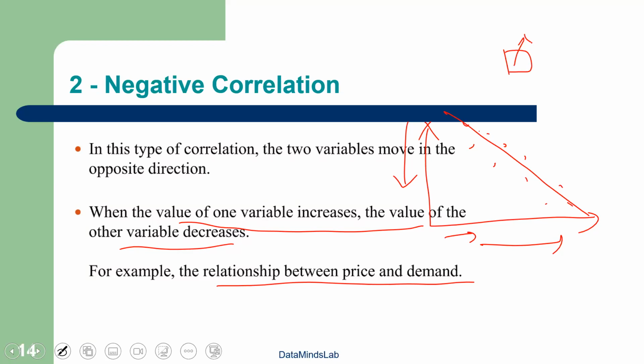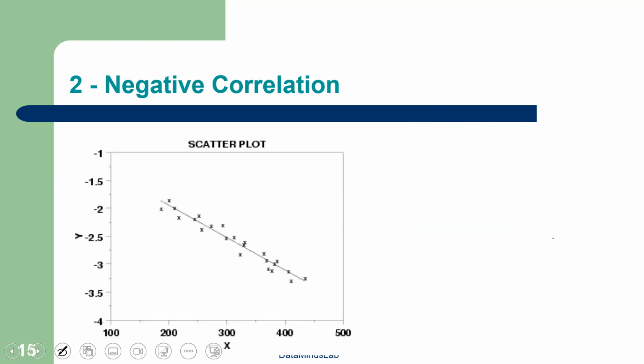So again, this kind of example would be: there is a change in the price, meaning that you are going to increase the price, then automatically the demand will fall. That is a negative correlation. You can see this graph.